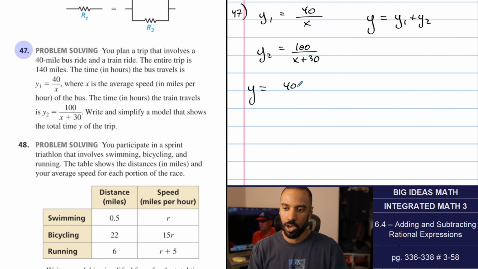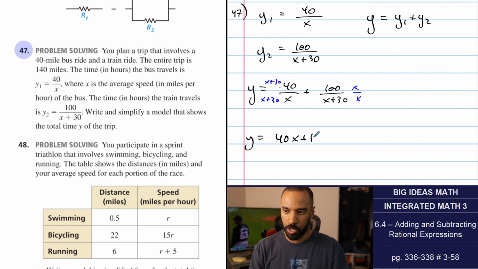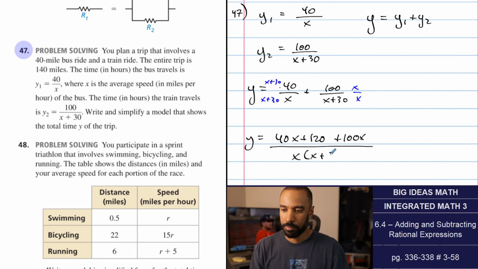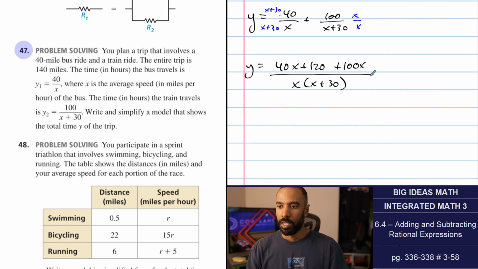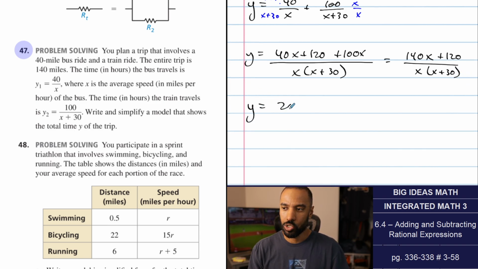So y is 40 over x plus 100 over x plus 30. As far as common denominator goes, which is the whole goal here, x plus 30 on top and bottom, x over x on top and bottom. With regard to distribution, we get 40x plus 120, and there's a plus 100x here. X times x plus 30 will be on bottom, like that. And 40x plus 100x is 140x plus 120 all over x times x plus 30. There's a common factor of 20 on top, and you get 20 times 7x plus, no, 7.